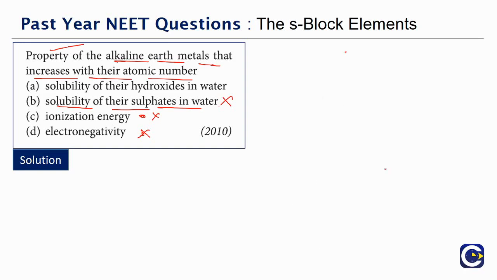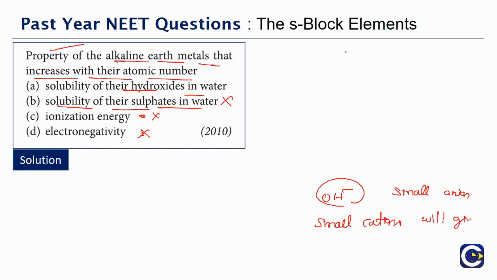But we will take a look at option A. So what is option A talking about? The solubility of the hydroxides in water. See, hydroxide ion is a small anion. It's not like sulfate ion. Sulfate ion is a large anion. Small anion, with small cations, will give high lattice energy.